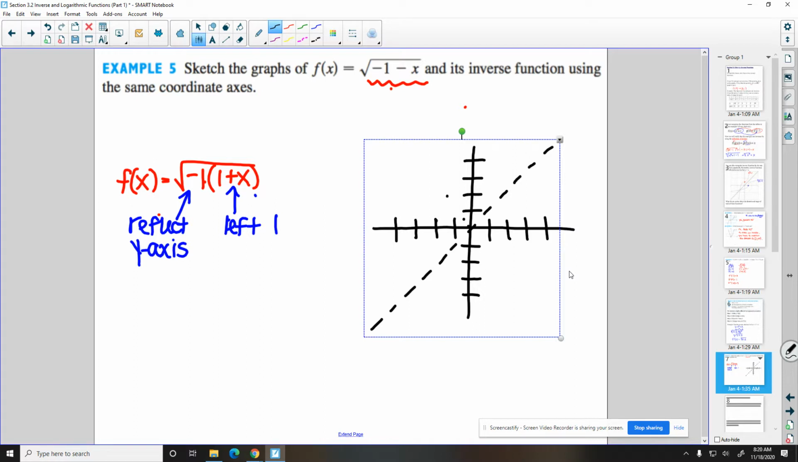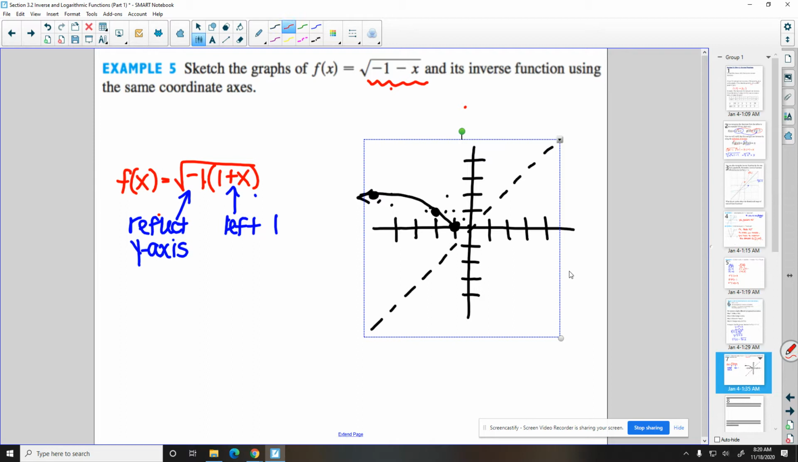Okay, so if we reflect the point 0, 0, it stays. Go left 1 and you are here. If you reflect the point at 1, 1, it goes to this side, and then left 1 moves it to here. And then 4, 2 reflects to negative 4, 2, and then left 1 would be about here. So I think kind of like that.